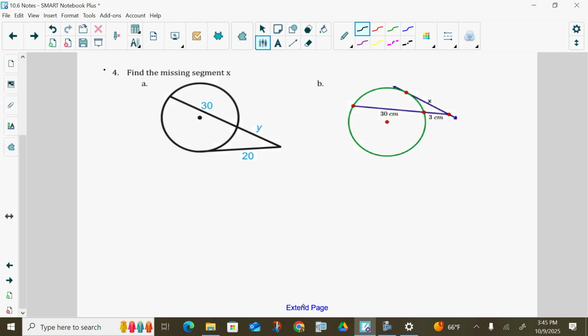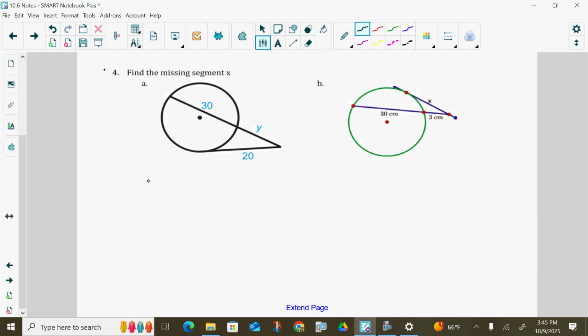So I'm going to start with 4B, and we're going to do things in a little bit of an out of order place. We're going to do B and then C and come back to A at the end, because A is going to be the most challenging one. So let's start with B.